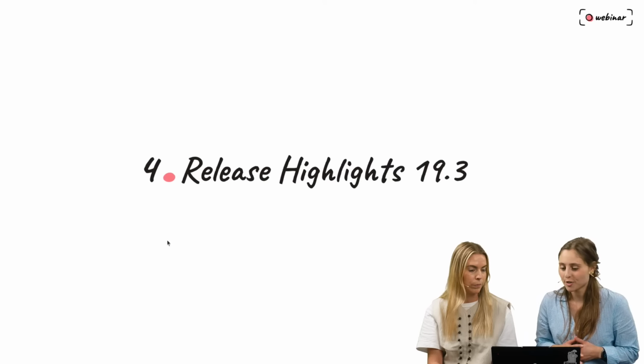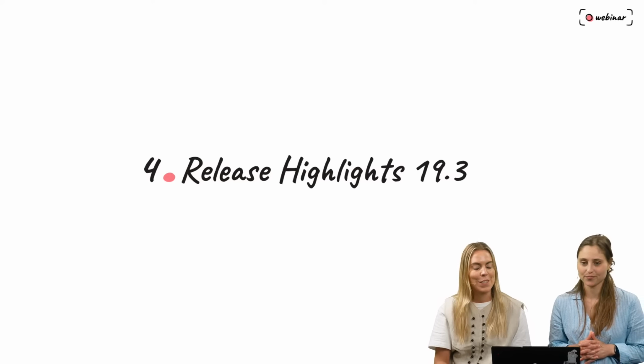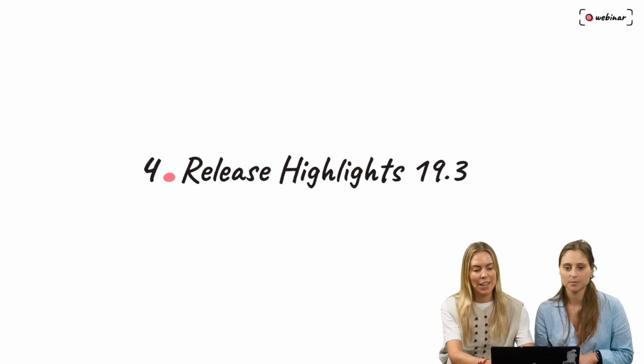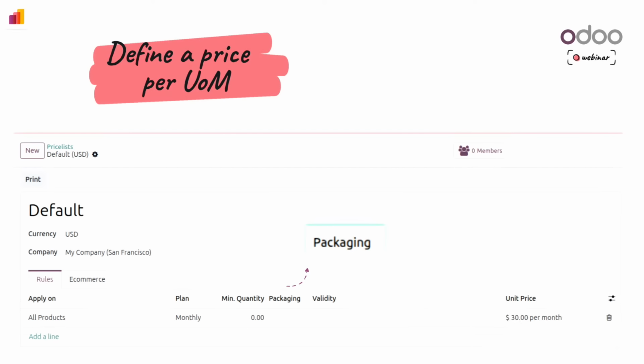And that's it for the 19.1 and 19.2 features. So now let's go and take the ones for 19.3. The first one is that now we can define a price per unit of measure. Before, well, I'm going to jump to the database so I can show it to you.